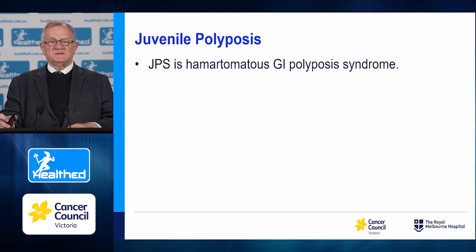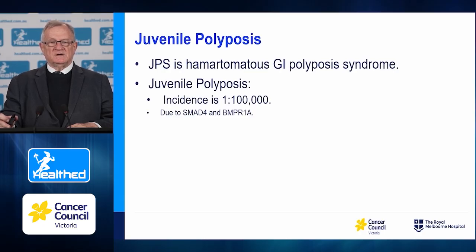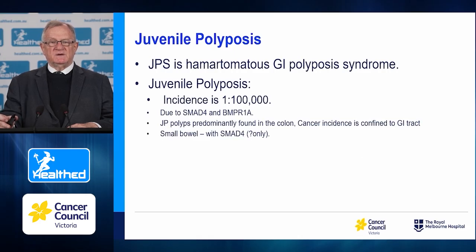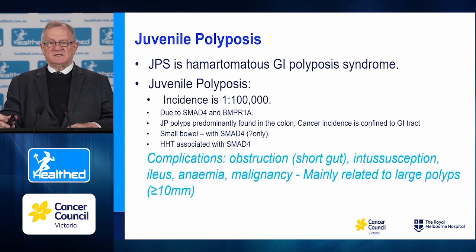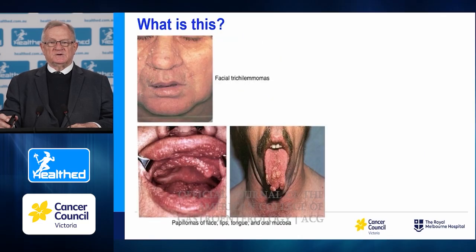Juvenile polyposis, similar. Hamartomatous polyposis syndrome, a much rarer syndrome. 2 genes responsible. The one that's of sort of interest is SMAD4, because it's also associated with Osler syndrome or hereditary hemorrhagic telangiectasia. The SMAD4 ones get small bowel and gastric polyps. The other one, BMPR1A, is usually just colonic, but it's autosomal dominant as well.